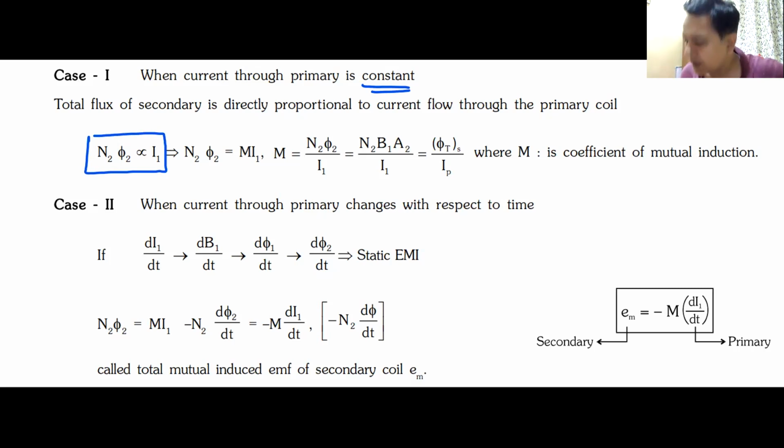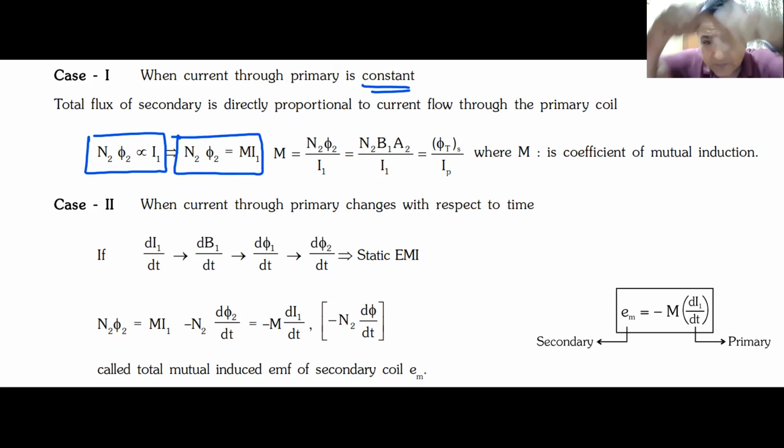Yes, sir. That means N2 into phi 2 will be equal to M, a constant, multiplied by I1. This constant depends on the orientation of the coil. This depends on the geometry of the coil, and it also depends on the material or the medium separating the coils. This constant is known as the coefficient of mutual induction. Do we understand this better? It is all given in your sheet.